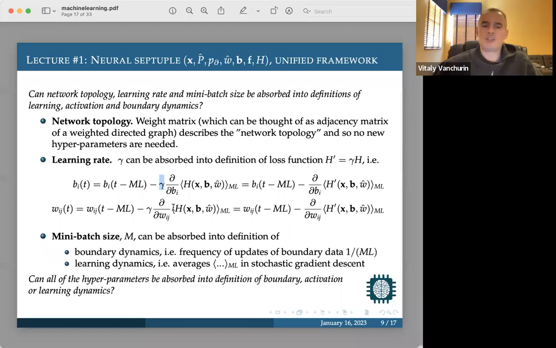And finally, the mini batch size. This is how much you average over before you actually shift your trainable variables. That, again, defines, as we will see, your boundary dynamics: how often do you want to update your weights and biases? It also defines your learning dynamics, that is, what kind of averages you do in your stochastic gradient descent. And when L is the number of layers, or L+1 to be more precise, this combination M times L appears in both, as we'll see today.